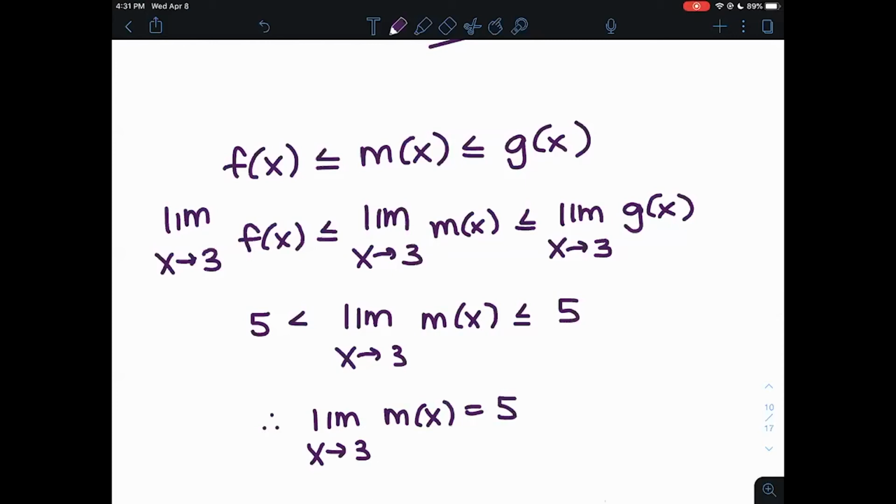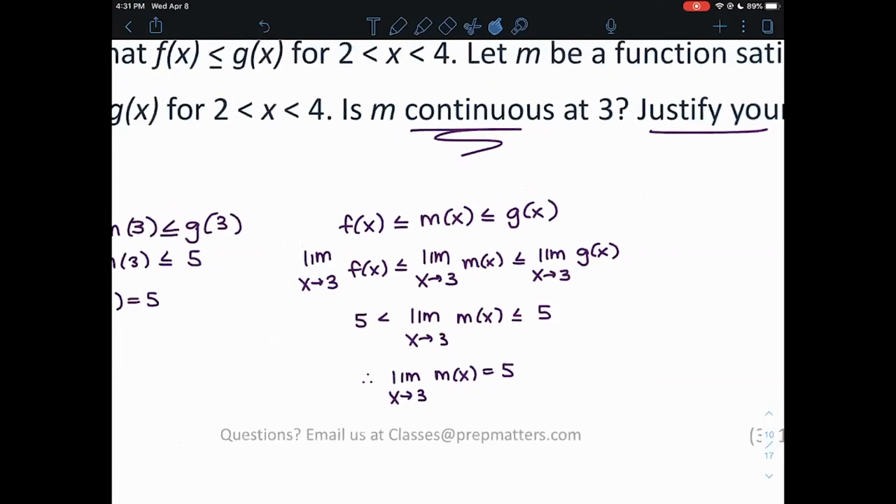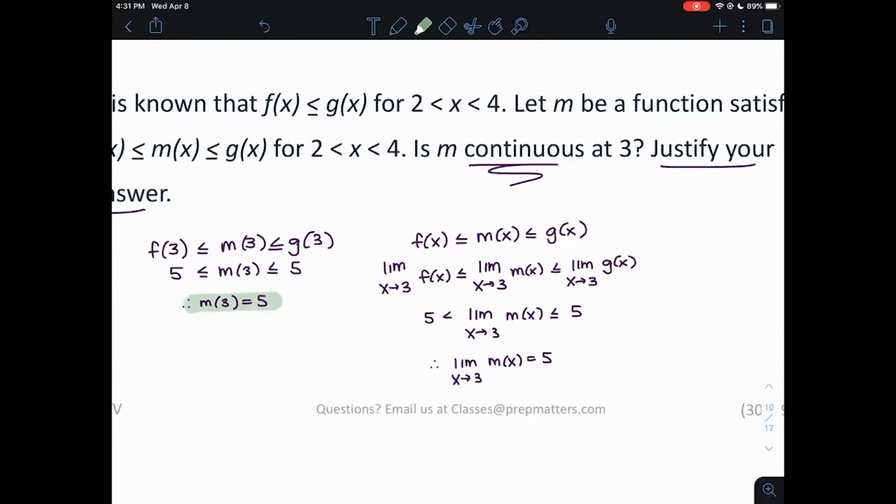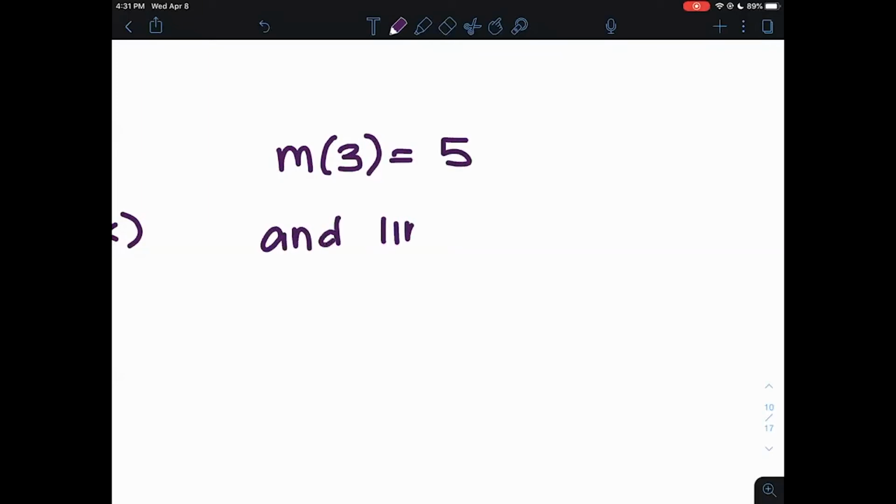Now, the number one reason that people lose points on a question like this is that that is not enough to get credit. That is not answering the question. I know that m of 3 equals 5. I know that the limit as x approaches 3 of m of x equals 5, but I need to show my reader that I know that those two ideas together say that yes, m is continuous at 3. So we need to go one step further. So m of 3 equals 5, and the limit as x approaches 3 of m of x equals 5.